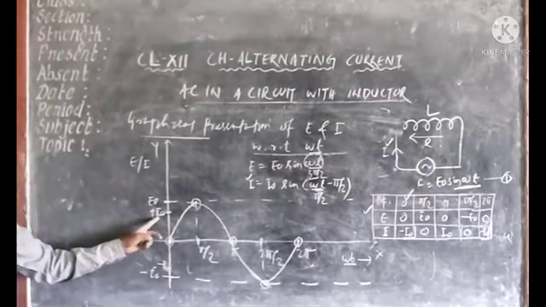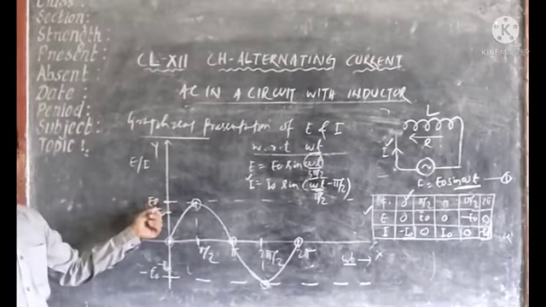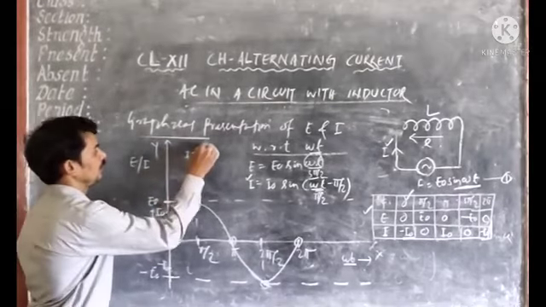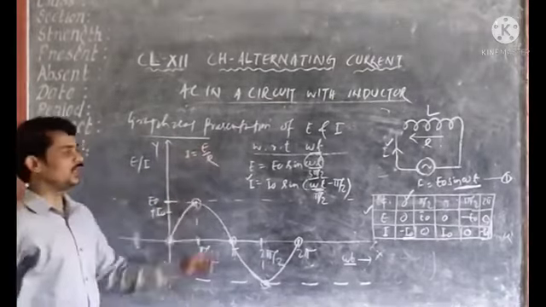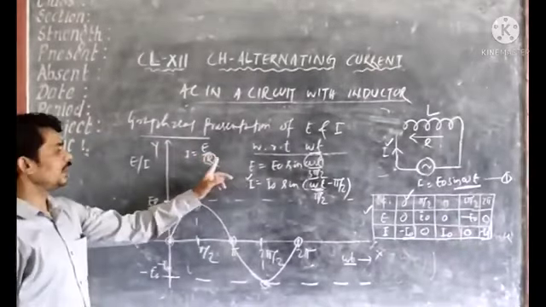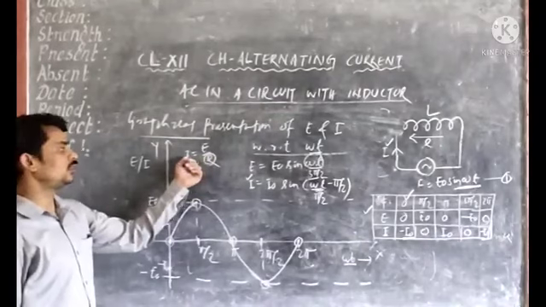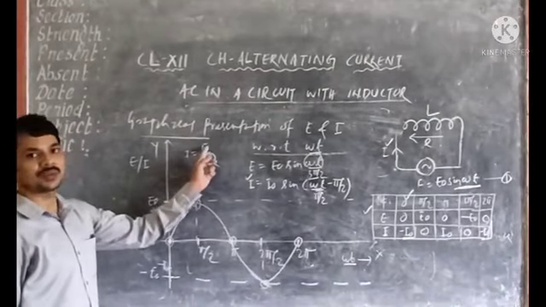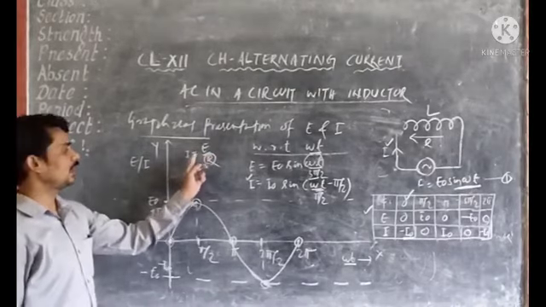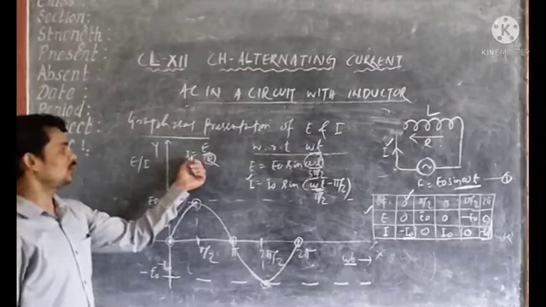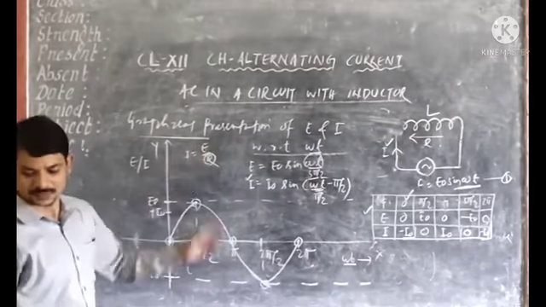Why have I taken the I naught less than the E naught? Because we know always I is equal to E by R. And when you divide by some positive resistance, not the decimal, at that time we are going to find I to be less. Okay? Because after getting the division from E, we will be getting the I. So we assume that I is less than E.